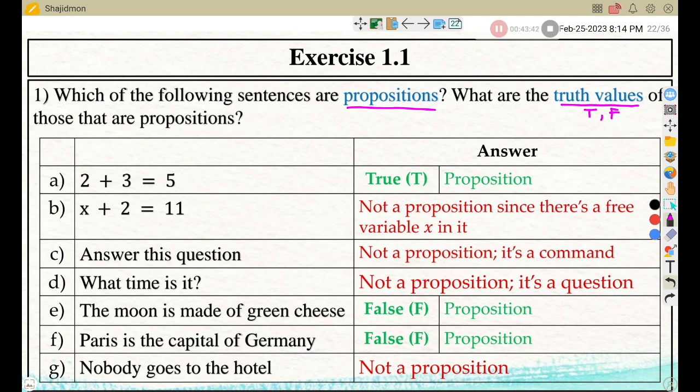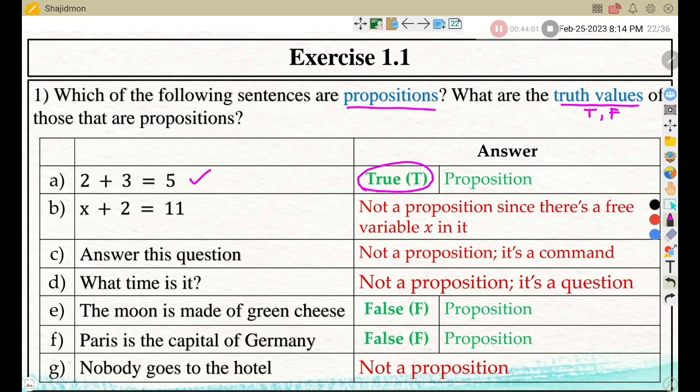So I hope you understood the definition part. Briefly I explained. Now using that definition we are going to do the questions one by one. So first one, 2 plus 3 equal to 5. It is a correct statement, correct? So it is true.